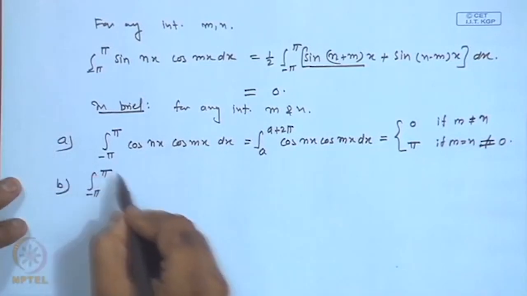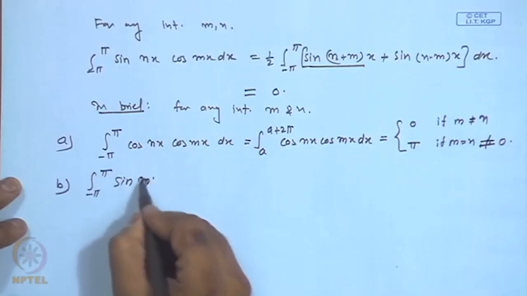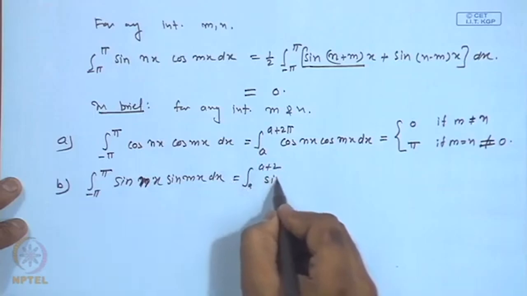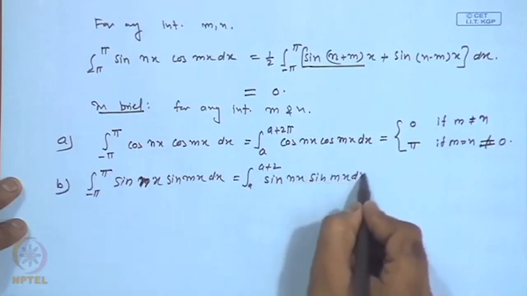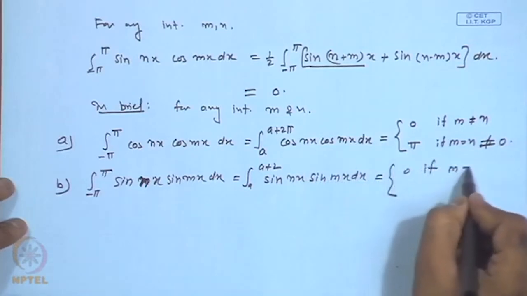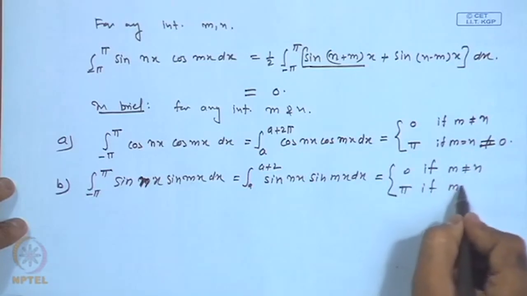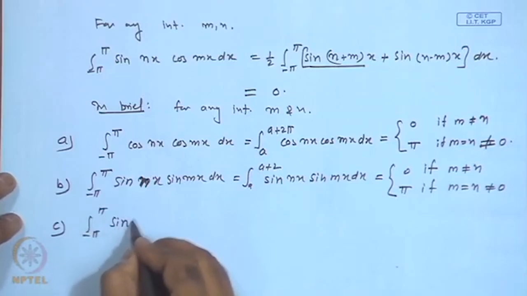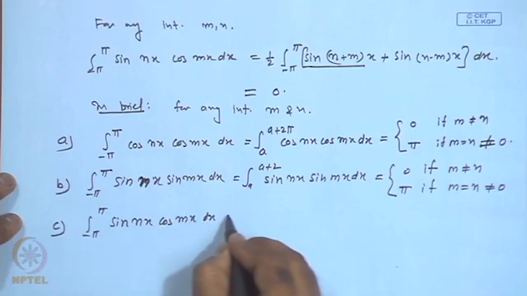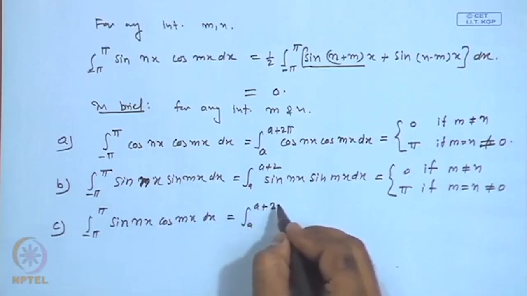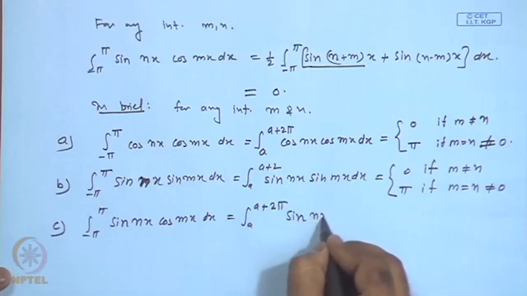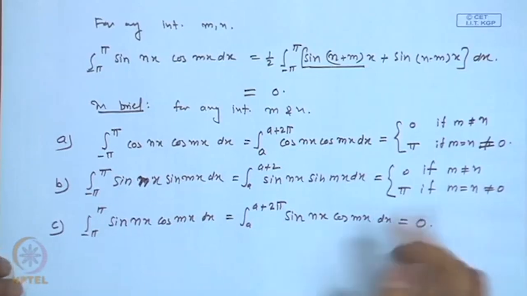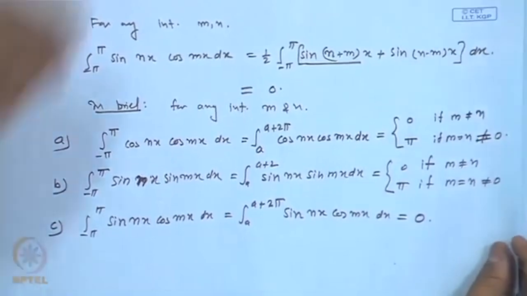The second one, from minus pi to pi, if we take sin n x and sin m x dx, or from a to a plus 2 pi, we get the same value. In this case also we have 0 if m is not equal to n, and we have pi if m is equal to n and not equal to 0. The last case, from minus pi to pi or a to a plus 2 pi, is the combination sin n x cos m x dx, and this is always 0, whether m is equal to n or not equal to n.